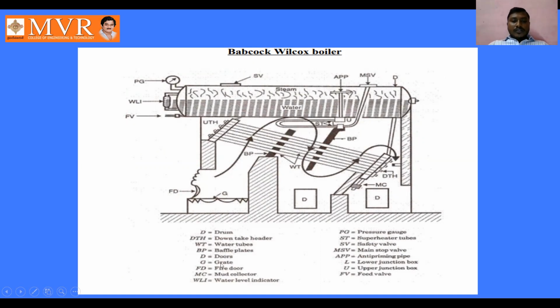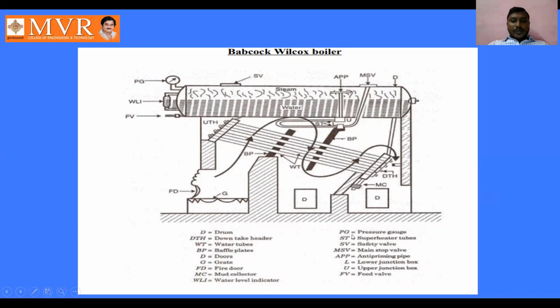and G means the grate, where we are going to do the combustion process, and FD is nothing but the fire door, where we are going to feed coal onto the grate. See here, MC is the mud collector. The sediments which have formed in the water are collected here by this mud collector, and WLI means water level indicator. The water level indicator shows how much water is there in the boiler drum.